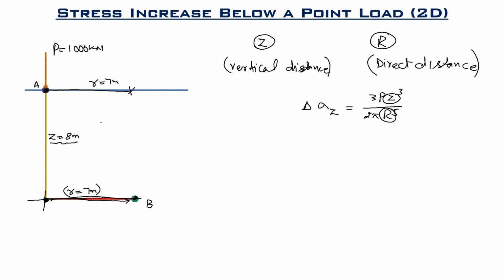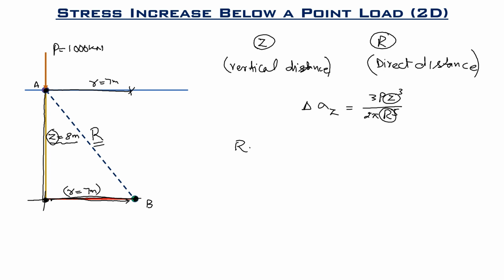So we want to determine the stress increase at this point. Our next step is to determine the direct distance. This is the vertical distance called Z, and this is the direct distance called capital R. So we have to determine this R.